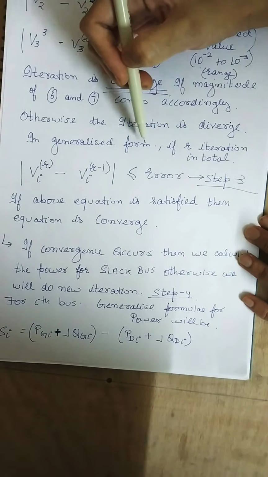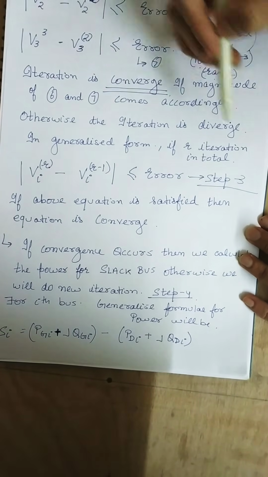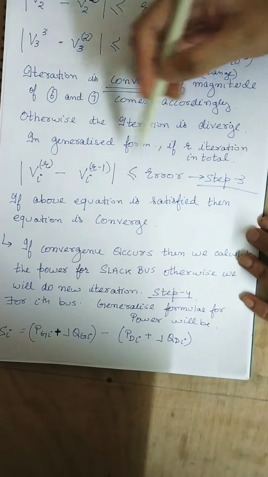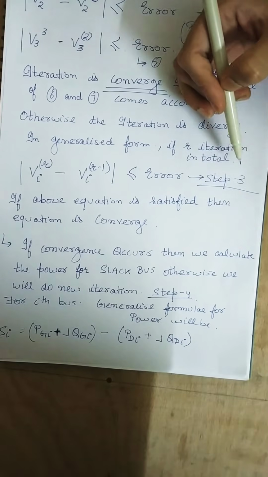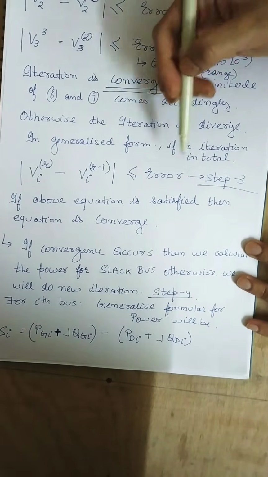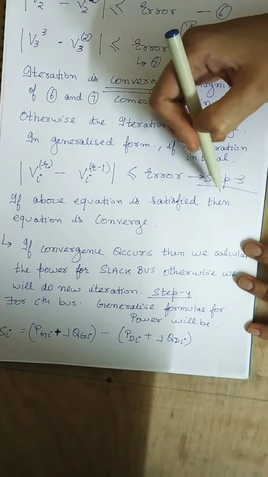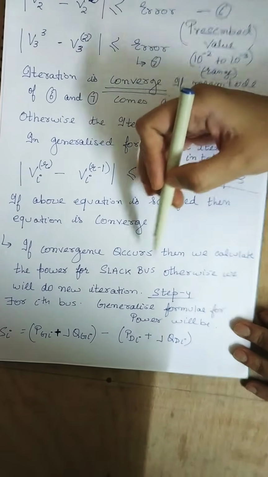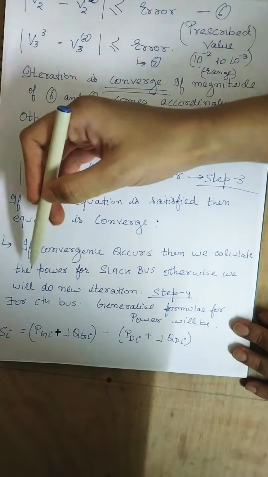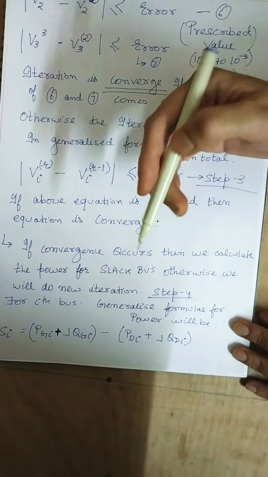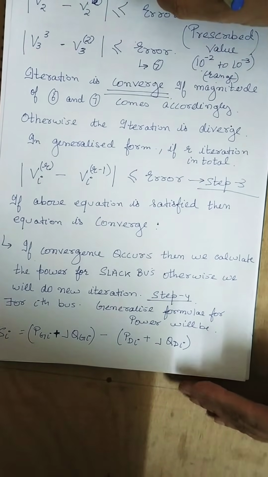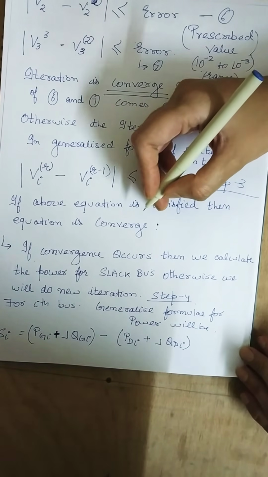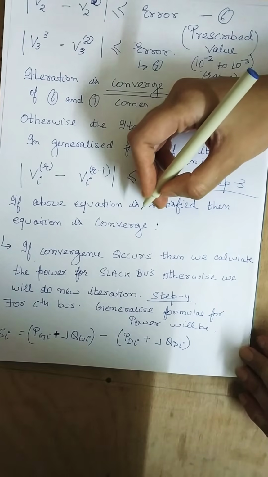In generalized form, if there are r iterations in total, we will consider this equation. So if the above equation is satisfied, then the iteration is converged. Now if convergence occurs, then we calculate the power for the slack bus. I have already discussed that for the slack bus, voltage and angle are given. So what we have to calculate in the slack bus is power.